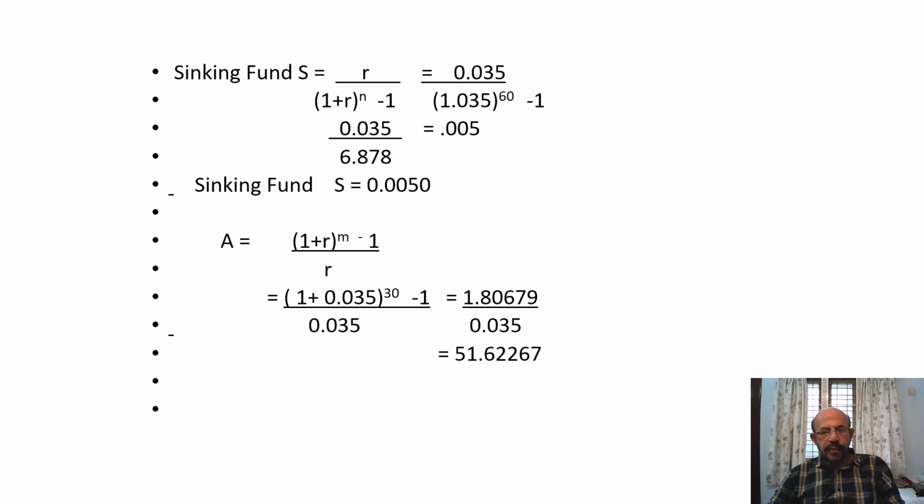The depreciation percentage formula is equal to 100 into A into S, where S is the sinking fund and A is the accumulated fund. Sinking fund formula is sinking fund is equal to R divided by (1 plus R) raised to n minus 1. So 3.5% is the rate of interest. So it's equal to 0.035 divided by 6.878, which is equal to 0.005.